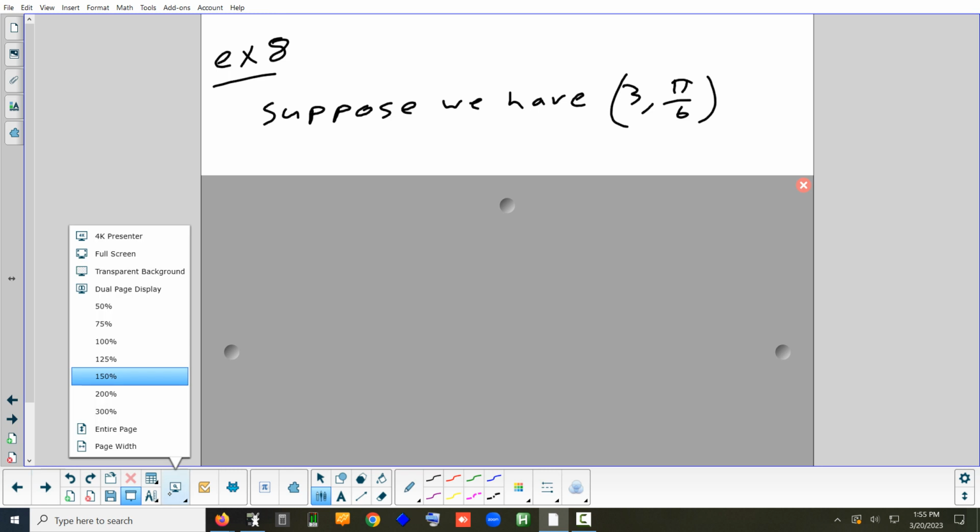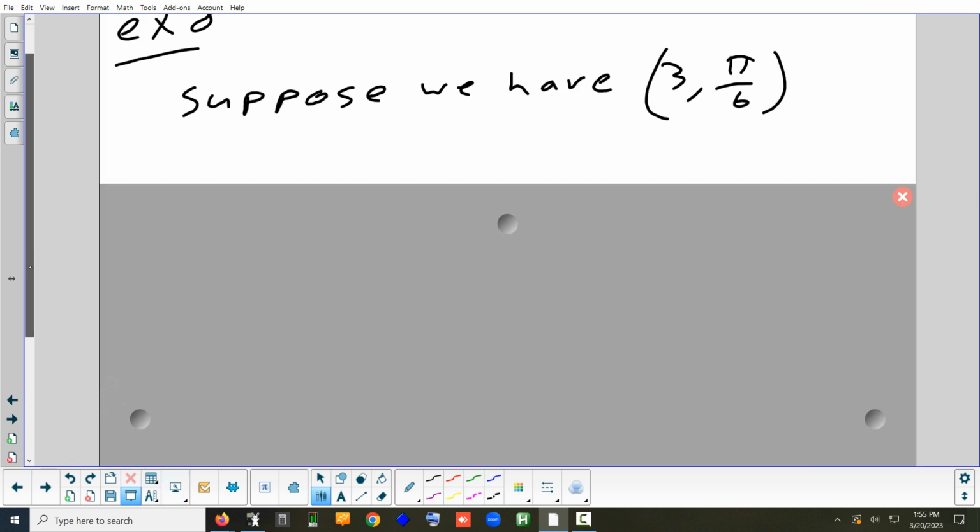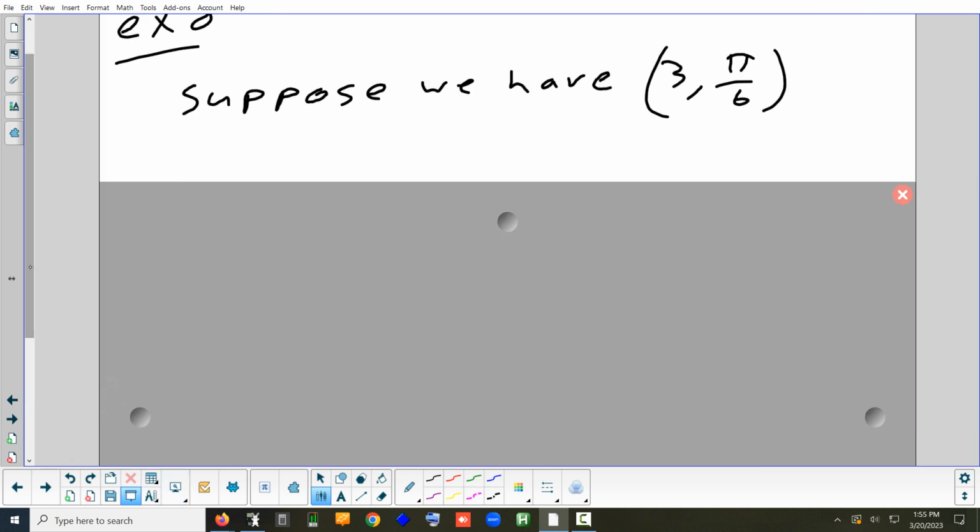All right, so let's take a look at this point. 3 comma pi over 6. It's probably going to be easier to think about it in degrees. What's pi over 6 in degrees? Yeah? 30. Because pi is 180. So it's 180 divided by 6.